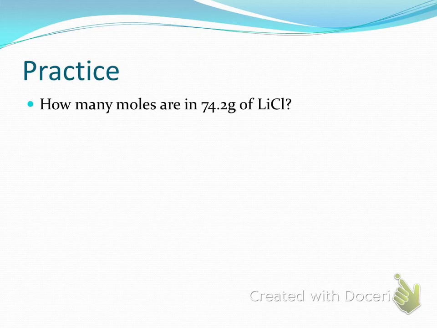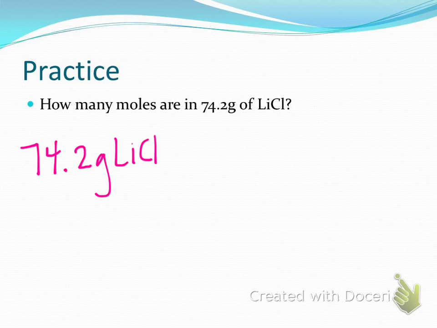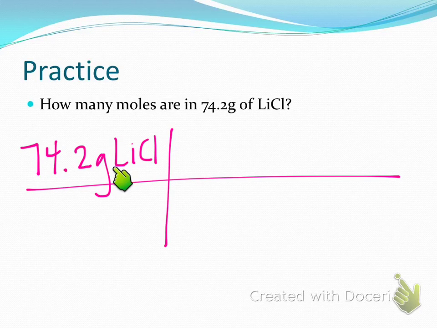We always write what we know to start. So 74.2 grams of lithium chloride. It's essential here that you keep the units and you keep the compound in the T-chart. Okay, eventually we will start dealing with more than one compound. We'll have to compare two different compounds, and if you don't include what compound it is, then you're going to get confused. Okay, so keep that in there.